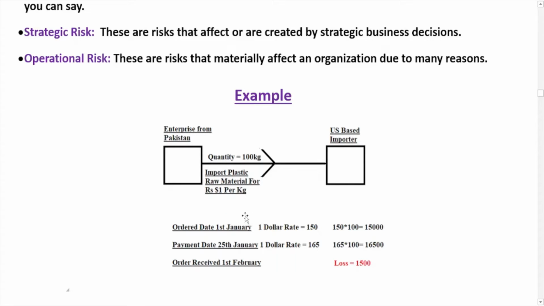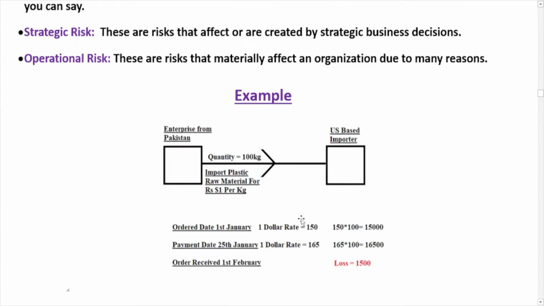Now the most important part. Let's say the Pakistani enterprise ordered the raw material on 1st of January, and the rate of $1 US is PKR 150. The material arrived on 1st of February. Basically we have to make payment to the US-based importer on 25th of January. As you can see, the payment date is 25th of January, and the rate of the dollar on 25th of January is 165. So that means on the date of order, the rate of the dollar is 150, as you can see.